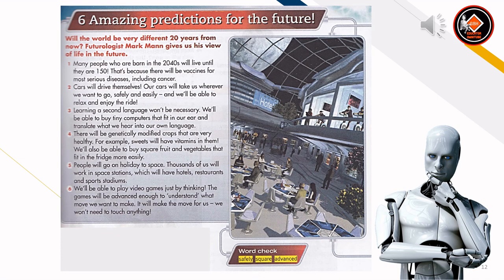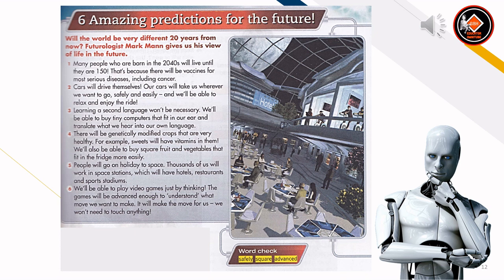Unit 5. Reading. A magazine article. Exercise 1. 6 amazing predictions for the future. Will the world be very different 20 years from now? Futurologist Mark Mann gives us his view of life in the future.